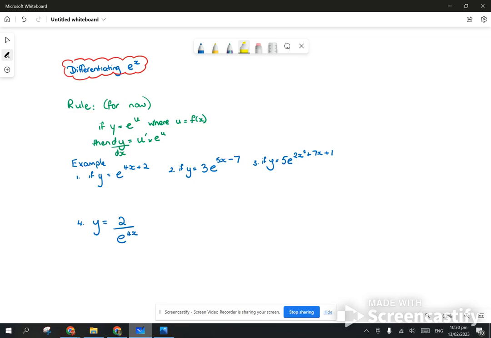We're going to do differentiating by e to the x. We're doing a version of the rule, and the version of the rule says we're going to do it for now, and I will explain the other one later. So let's have this lesson online.